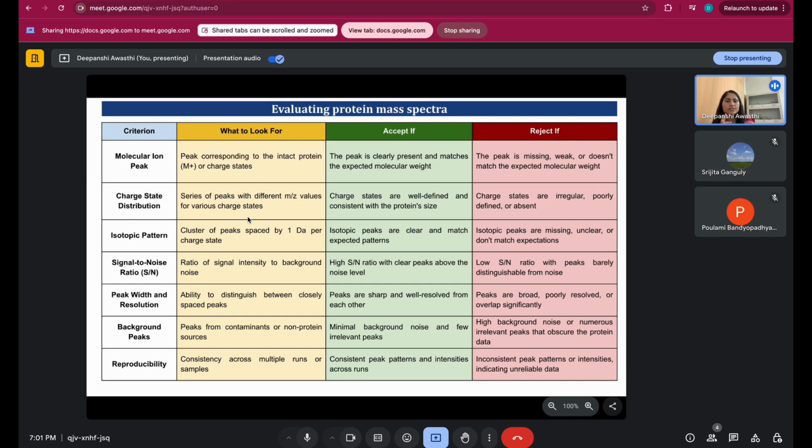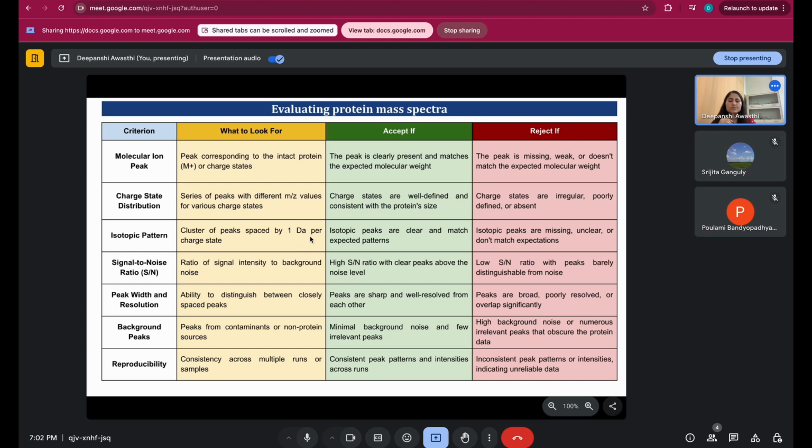When it is singly charged, its molecular mass will correspond to the exact molecular mass of the residue, but in certain scenarios what you see is that the mass is half of the molecular mass you are expecting. In that case your ion is doubly charged, so you are dividing by 2, and that's why your mass is half. Charge states should be well defined and consistent with the protein's size, and if the charge states are irregular and poorly defined, you have to reject those peaks, you don't have to consider them.